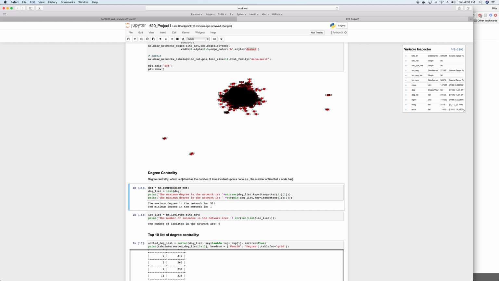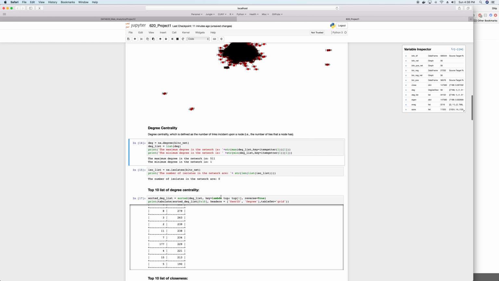Degree centrality, as the definition says, is defined as the number of links incident upon a node, or in other words, how many edges or how many connections a particular node has. So that is the degree centrality of a node in a network. So having said that, the first thing is we figured out what is the maximum number of connections that a node has.